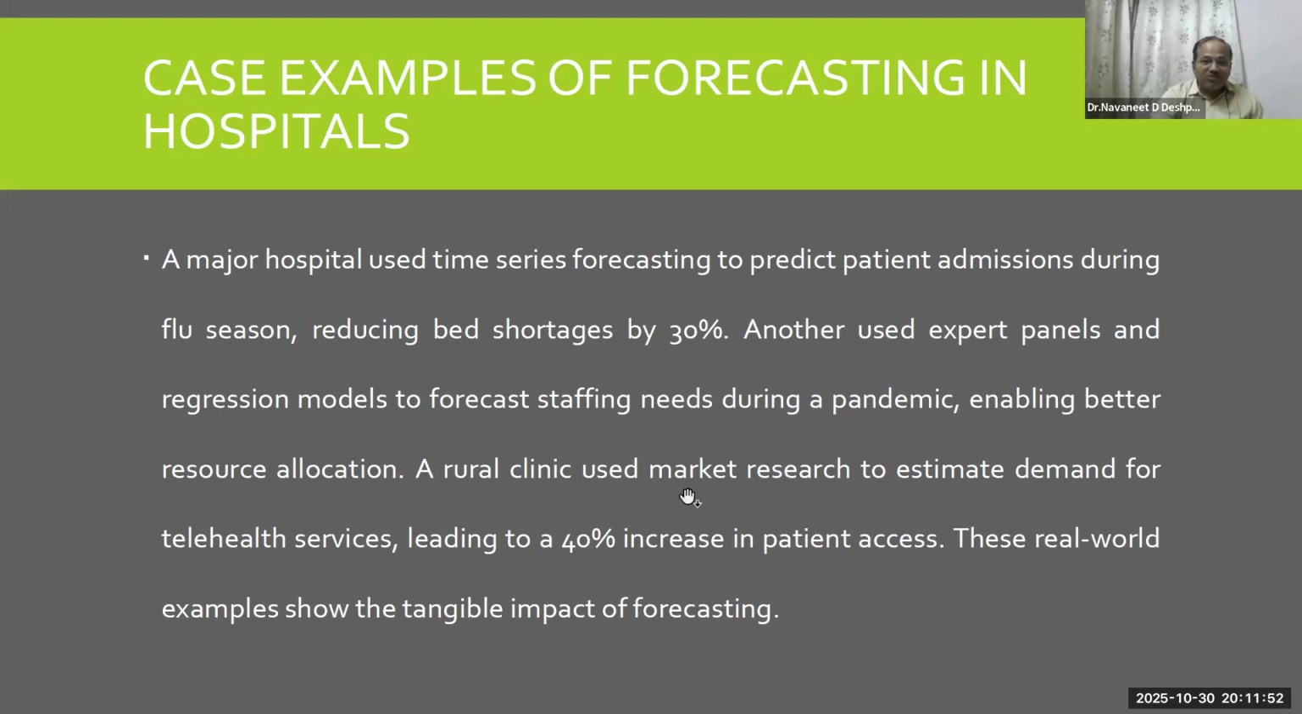A rural clinic uses market research to estimate demand for telehealth services, leading to a 40% increase in patient access. So telehealth services are increased in rural areas, because of which people can reach and utilize them, a 40% increase they have witnessed over a period of time. This is just a case and example. It could be ABC, any hospital. So this real world example shows the tangible impact of forecasting. How forecasting helps us is that we can come to an informed decision making, and all the stakeholders, right from top to bottom, everyone should know that they are on the same page.